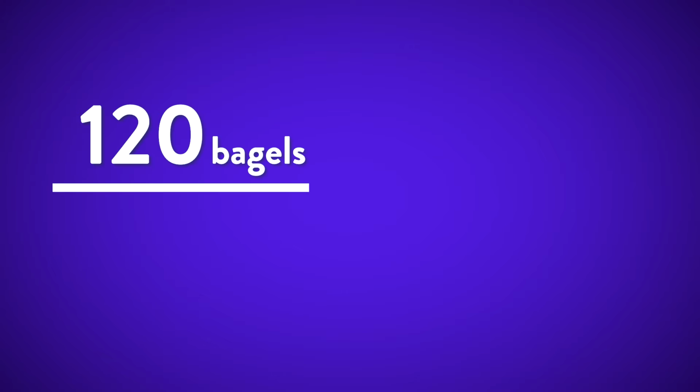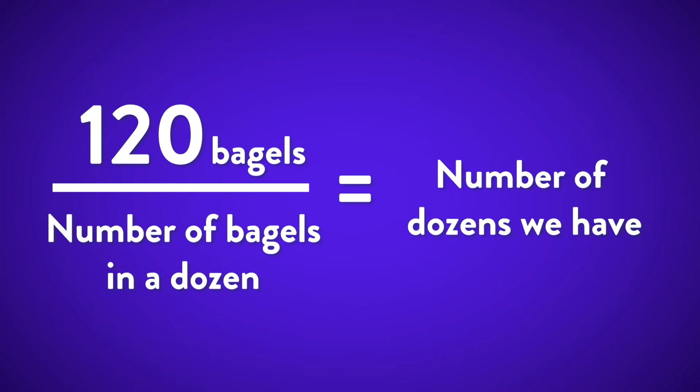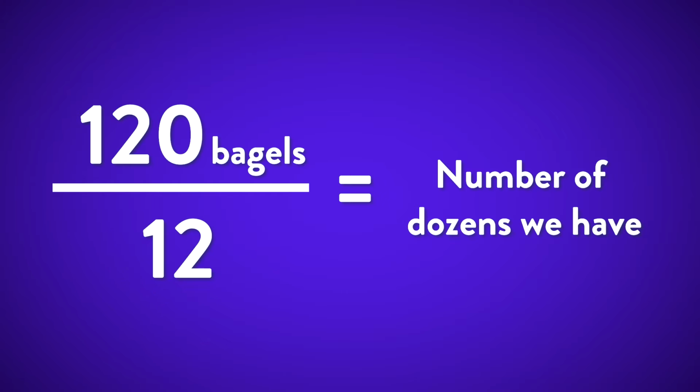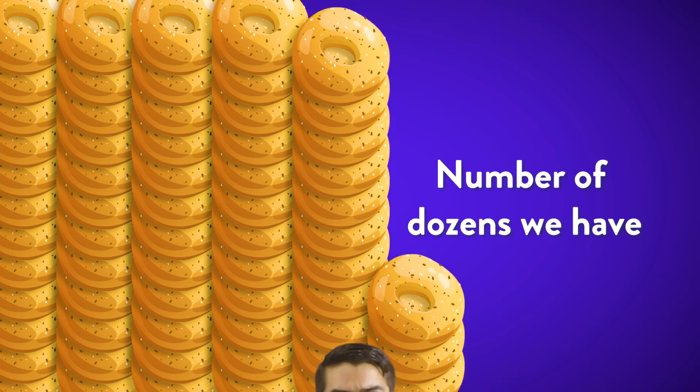If we had 120 bagels and wanted to find out how many dozens we had, we'd set it up like this. 120 bagels divided by how many bagels are in a dozen would equal the number of dozens we have. And since there are 12 bagels in a dozen, we know that 120 bagels means we have 10 dozen, which is way too many bagels. But we're not here to judge, we're here to stoichiometry. Let's get to the formula.